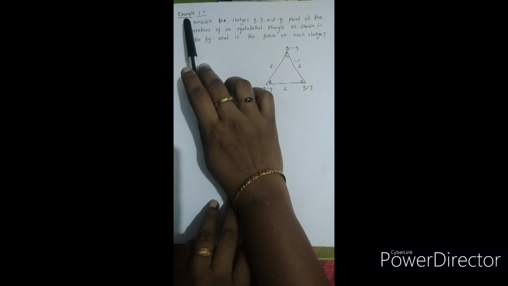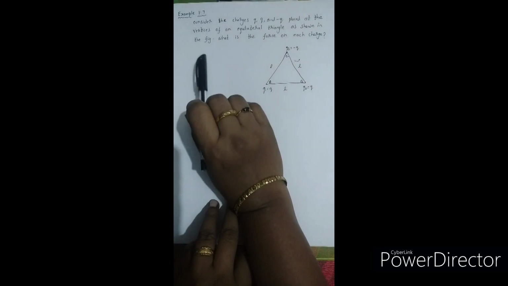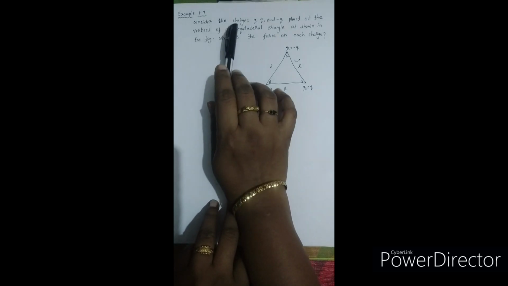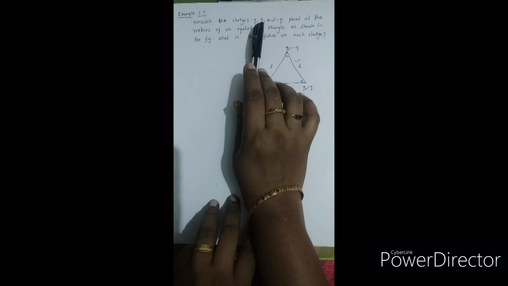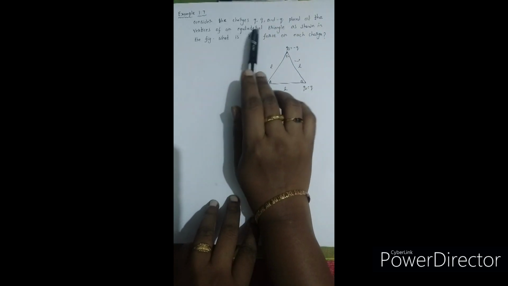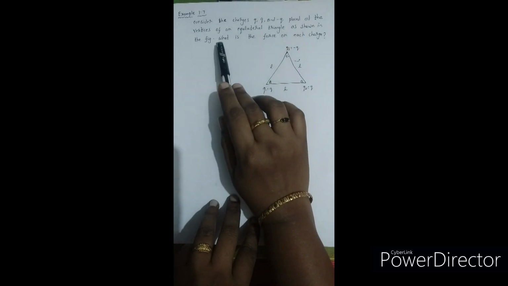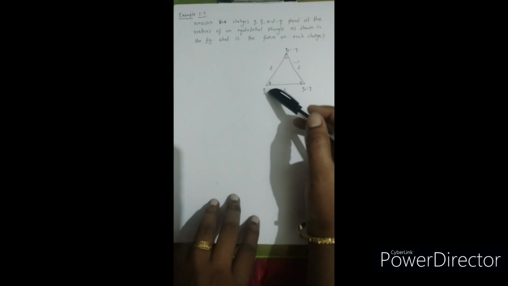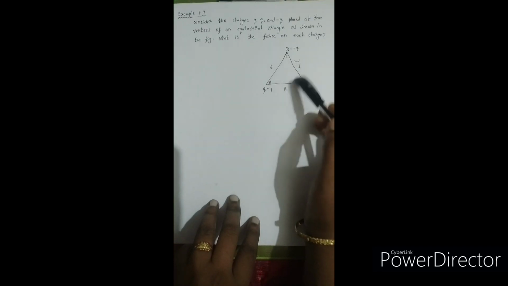Okay children, now we are going to see example 1.7 of your NCERT. So what is the question here? Consider the charges Q, Q and minus Q placed at the vertices of an equilateral triangle as shown in figure. So this is the equilateral triangle which is shown in the figure, and the sides of the equilateral triangle are being given as small l.